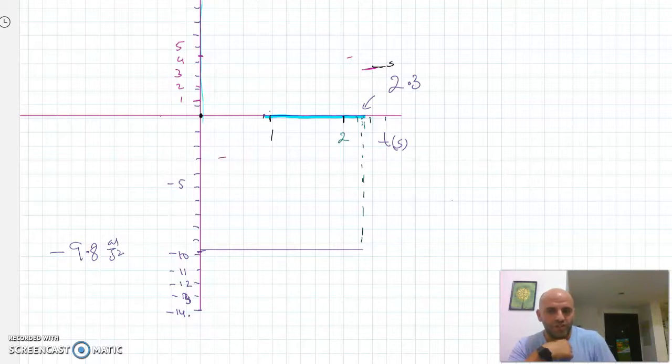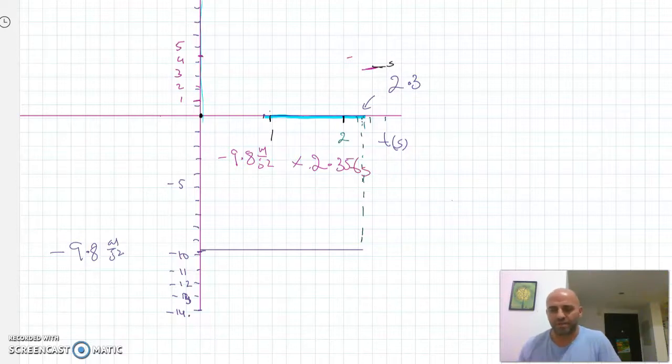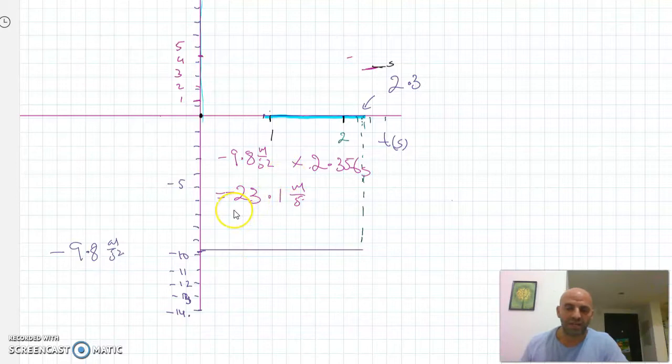If you just follow the units, you're going to have negative 9.8 meters per second squared times your time, 2.356 seconds. And if I plug them in, then I get negative 23.08. But what does this work out to? Well, the unit works out to be meters per second, so this must be some sort of velocity. But what velocity is the question?